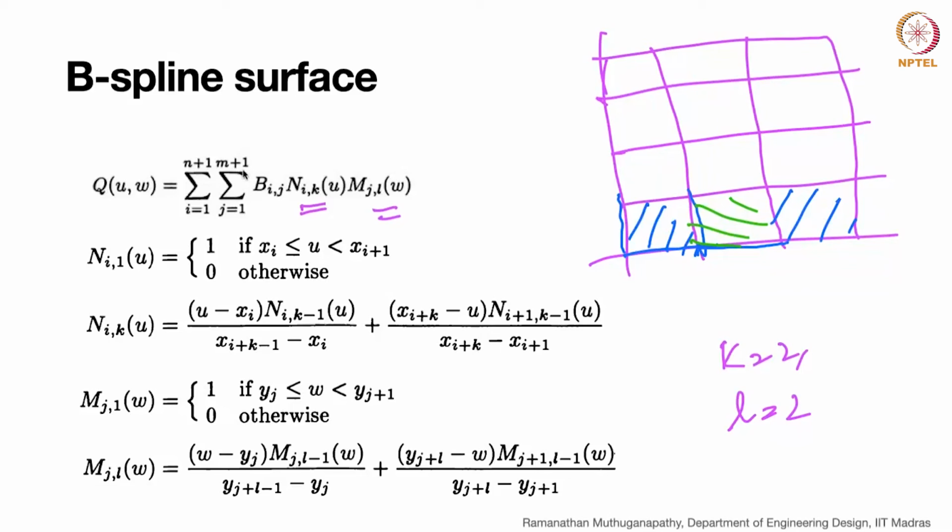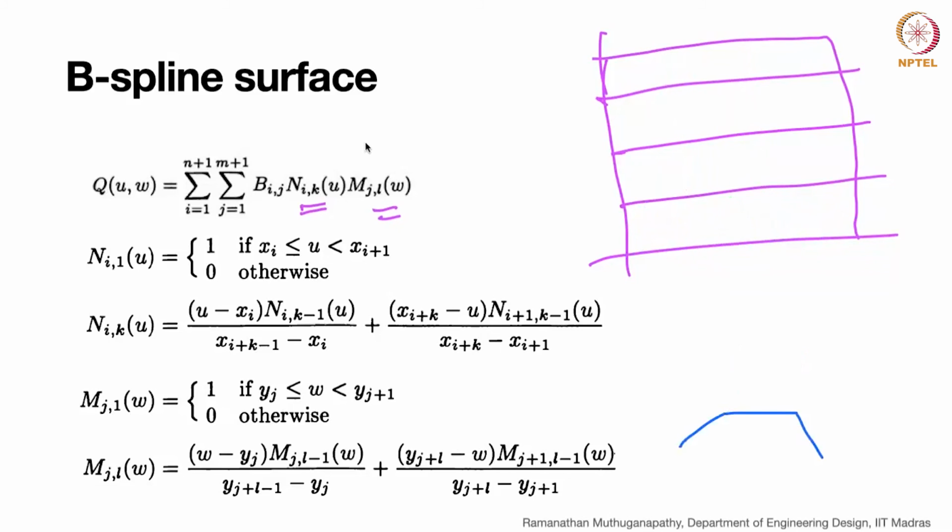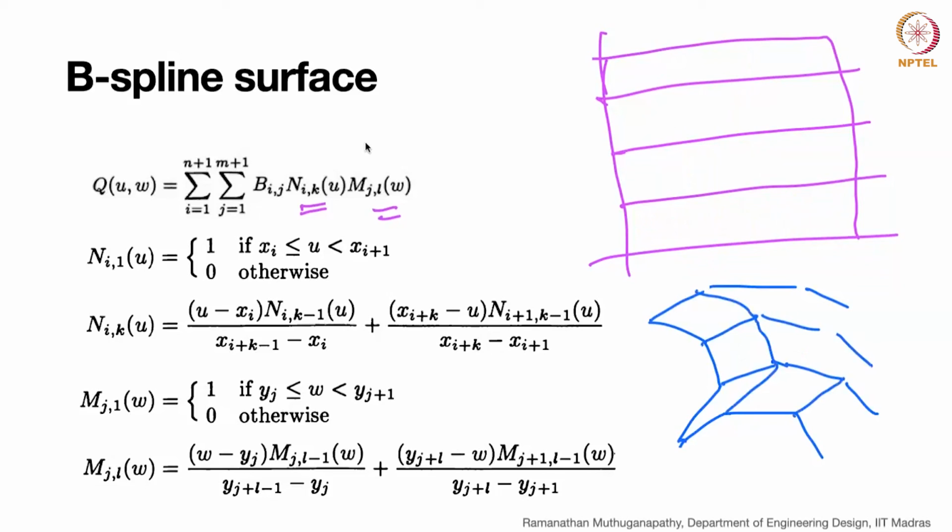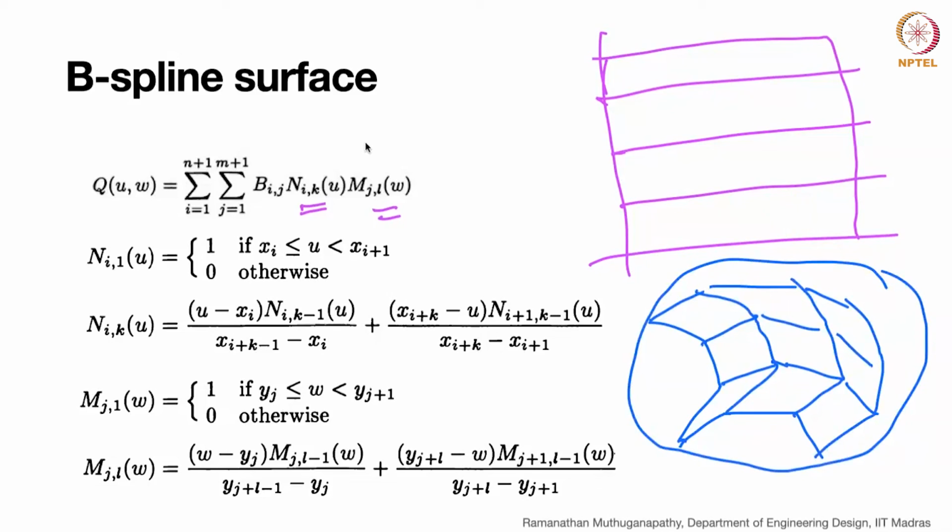Suppose I have a control net like this. This is in 2D, so it's a little easier. Suppose I draw a control net like this. Let us say on both directions we have 4. So you can see it will go like this. So this is the control net. What will be the B-spline surface for this guy if you have K equals 2 and L equals 2? Each portion of the control net, which is a patch, will be considered. So the entire control net itself will be the surface for K equals 2 and L equals 2.